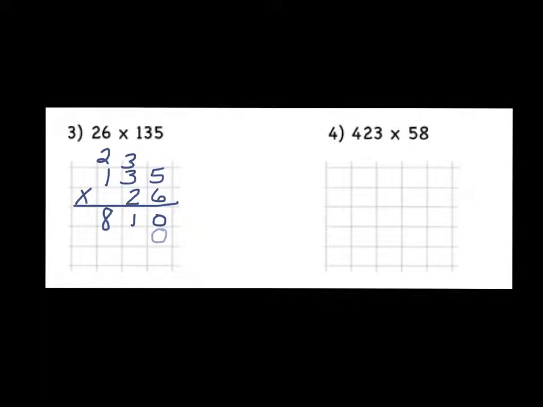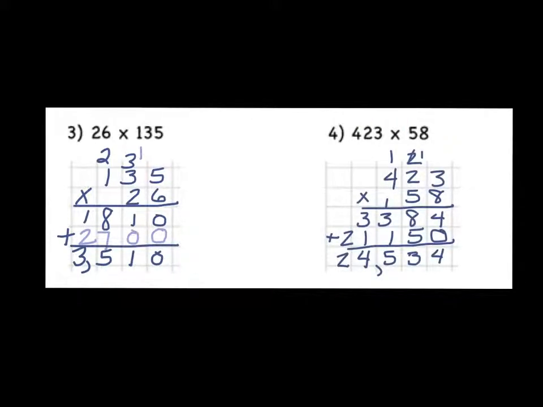2 times 5 is 10. 2 times 3 is 6, plus 1 is 7. 2 times 1 is 2. And now I can add my partial products, and I will get my answer of 3,510. Now pause the video while you do question number 4 on your own.